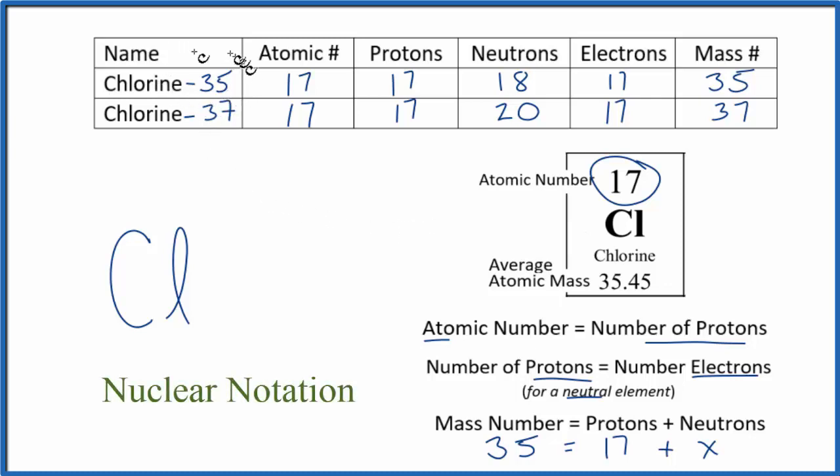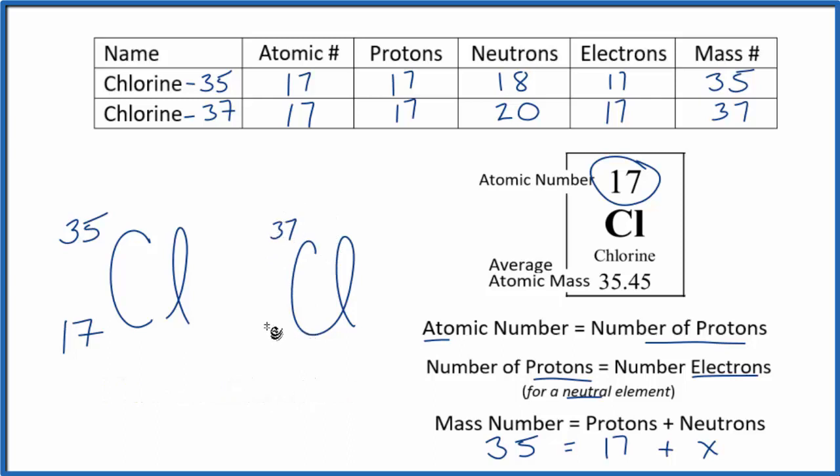For chlorine-35, we would put 35 up here, that's the mass number, and then the atomic number we'd put down here. So this is chlorine-35. For chlorine-37, we would put the mass number, and the atomic number is the same because it's chlorine. All chlorine has an atomic number of 17 protons. So this is nuclear notation for isotopes.